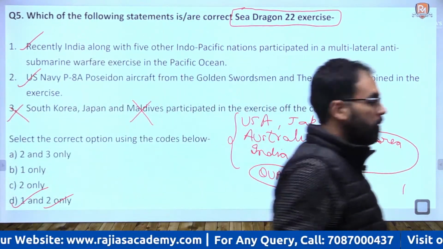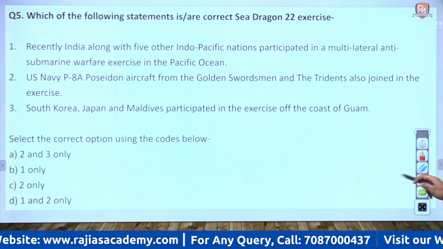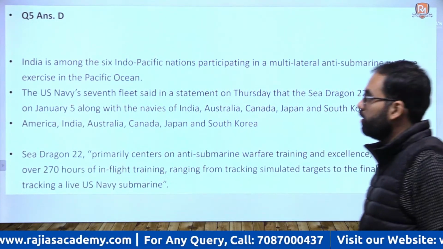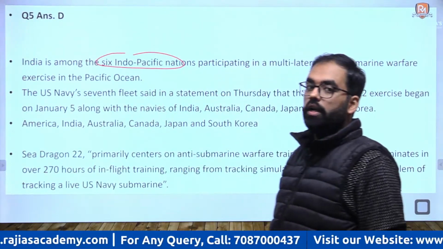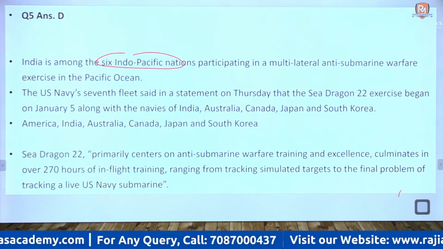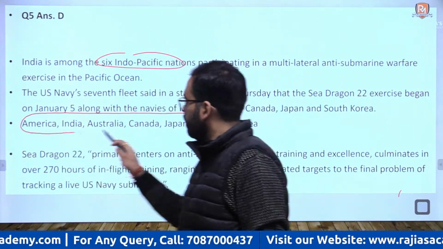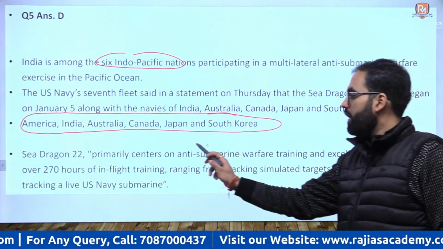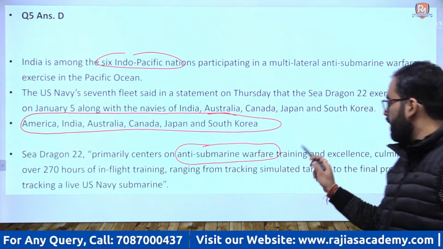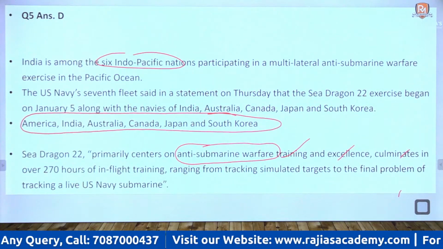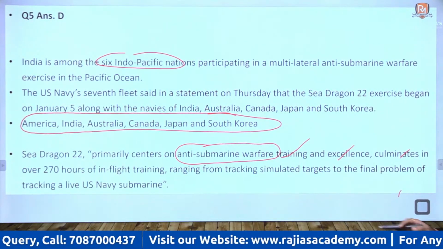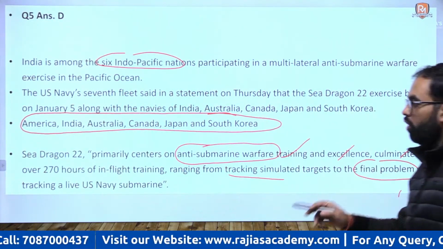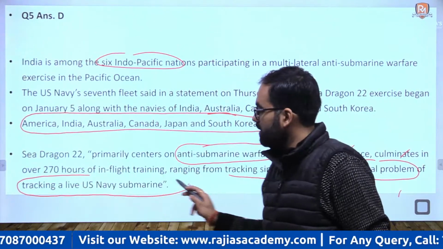So let's take a look at the map. The 6 Indo-Pacific nations took part in the Sea Dragon exercise, and all these countries are there in front of you. So what is basically the aim? The aim is to conduct anti-submarine warfare training and excellence, which culminates over 270 hours of in-flight training, ranging from tracking simulated targets to the final challenge of tracking a live US Navy submarine.